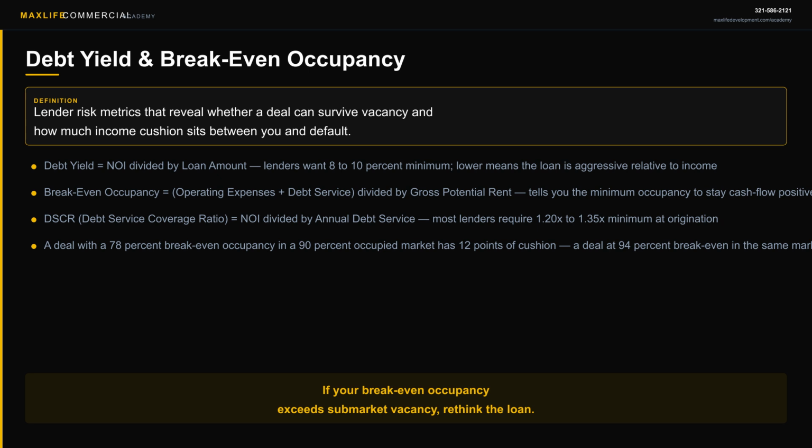DSCR is related. It's the ratio of NOI to debt service. A 1.25x DSCR means your income is 25% above what's needed to make the loan payment. The tighter that ratio, the less room for error. Run all three on every deal before you negotiate the purchase price, because these numbers tell you what the lender will say before you ever sit down at a bank.